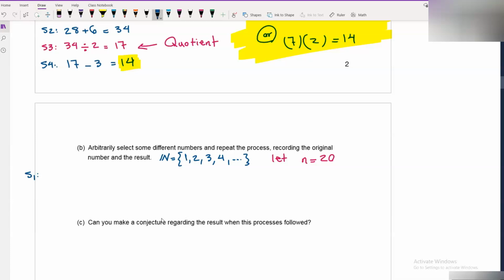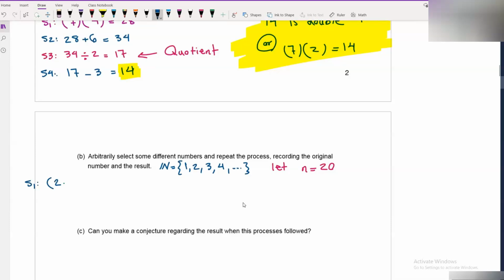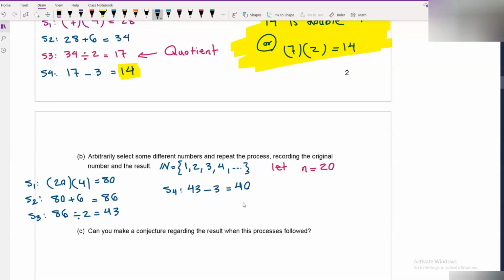Step 1 was multiplying by 4. Step 2, add 6. Step 3, divide by 2. And finally, step 4, subtract 3. So this is what we have, that is 20, and here is 40. Again, it's multiplied by 2.